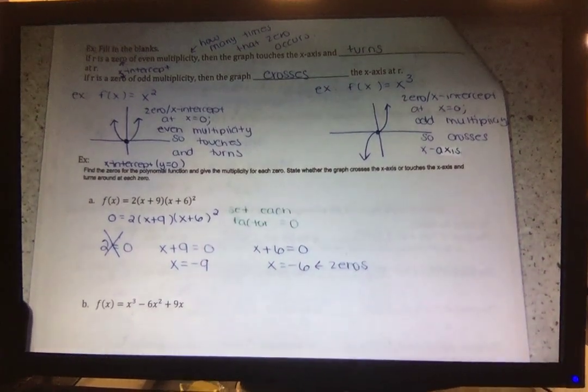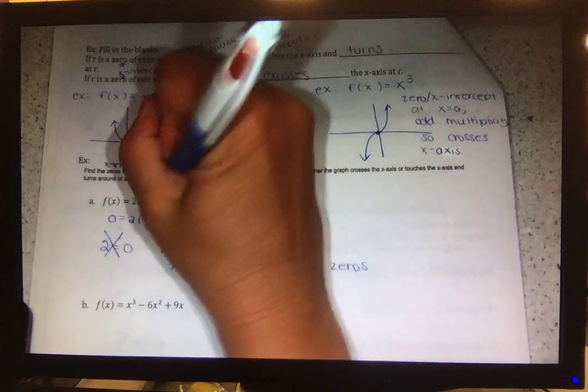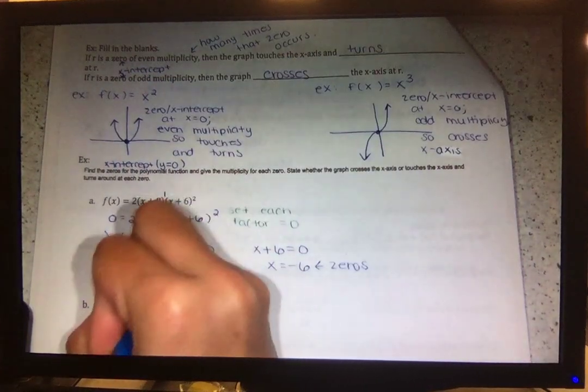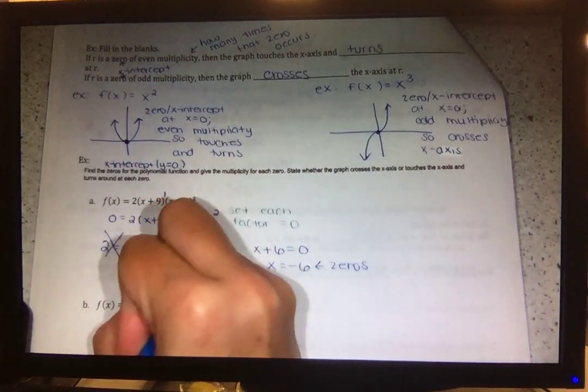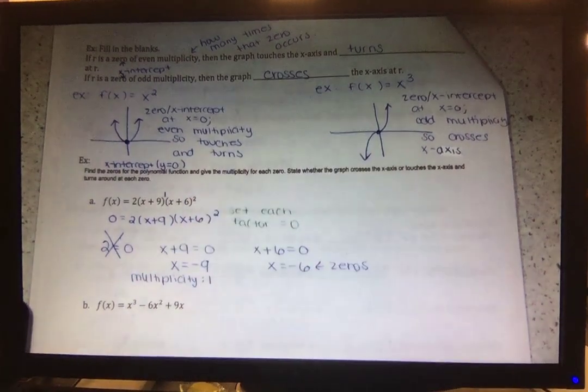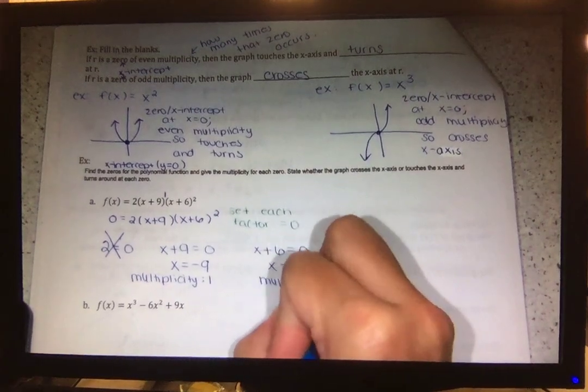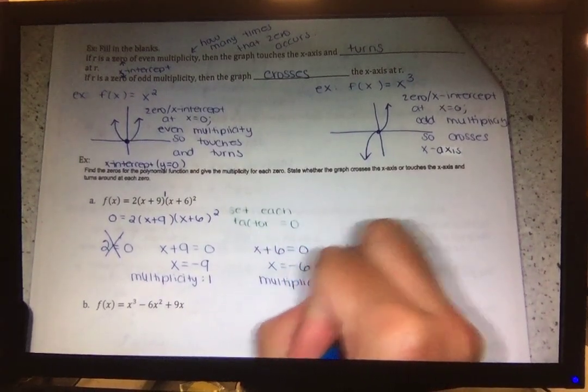And then it says give the multiplicity for each. So how many times is x plus 9 occurring as a factor, as a 0? Once. We just have 1 as an exponent. So this multiplicity is 1. Multiplicity. There you go. 1. Don't act like you don't do that. Multiplicity.